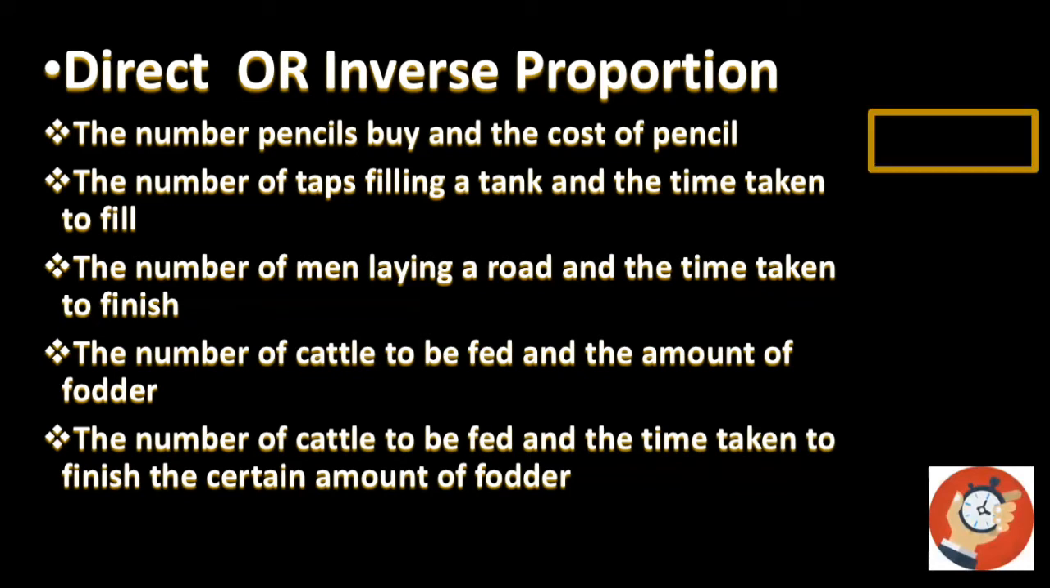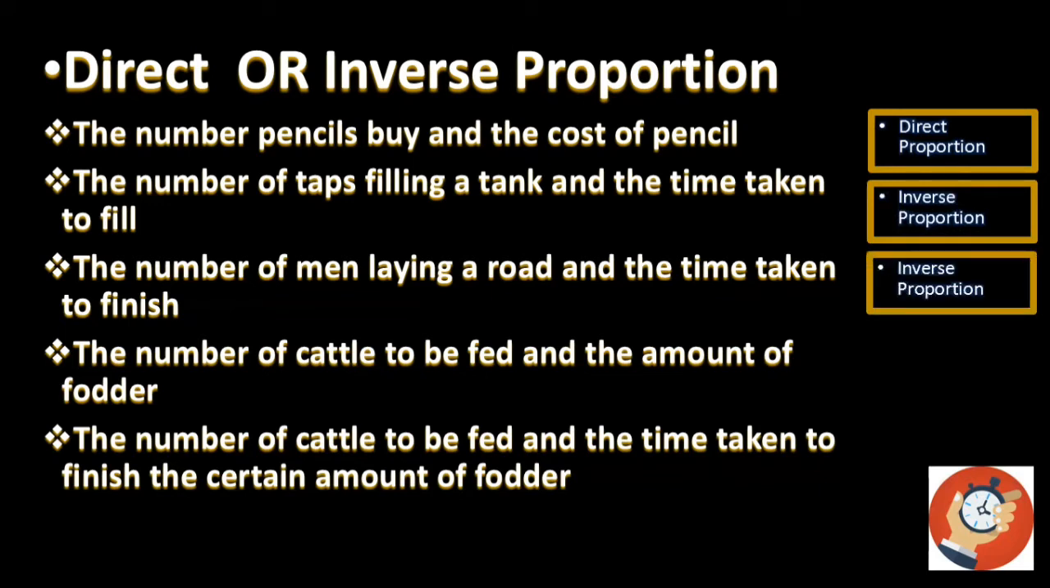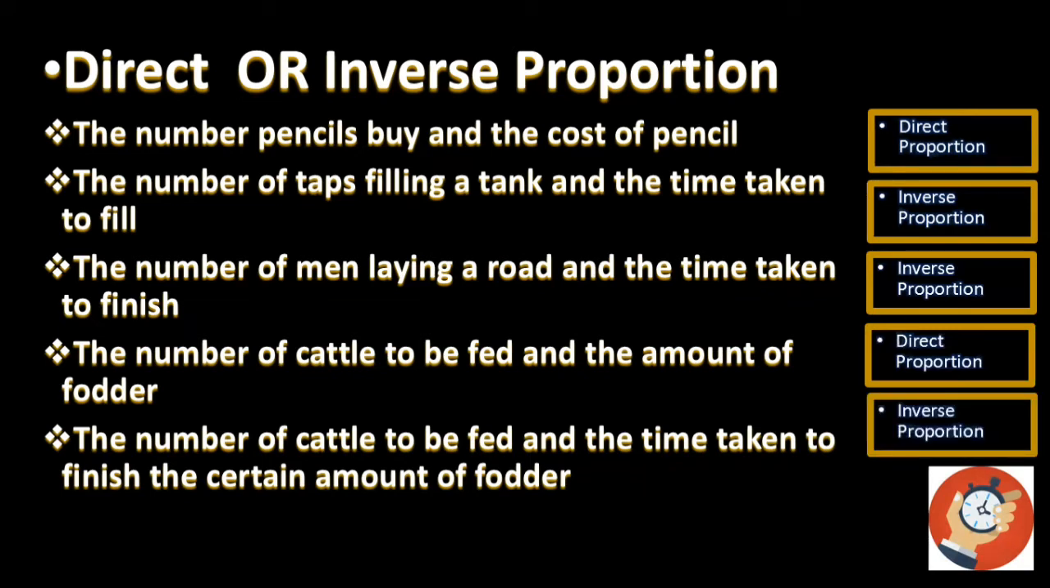Yes, the number of pencils and the cost of pencils: the relationship is direct. The number of taps filling a tank and the time taken to fill: the relationship is inverse. The number of men laying a road and the time taken to finish: the relationship is inverse. The number of cattle to be fed and the amount of fodder: the relationship is direct. And the number of cattle to be fed and the time taken to finish a certain amount of fodder: the relationship is inverse proportion.